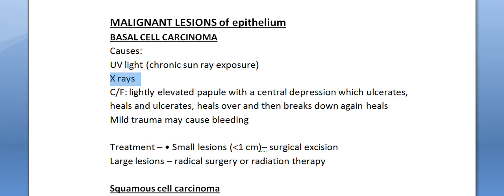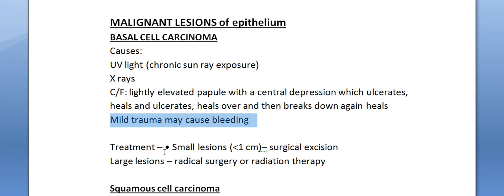Clinically, lightly elevated papules, like acne, within the oral cavity with a central depression like an umbilicus. Later it ulcerates and bleeds. Then it heals, again it ulcerates and bleeds again and again. This is a classical sign, especially in the face, but more often than not in the lip also it can be there. It appears like some rodent had made a depression, so it's also called rodent ulcer.